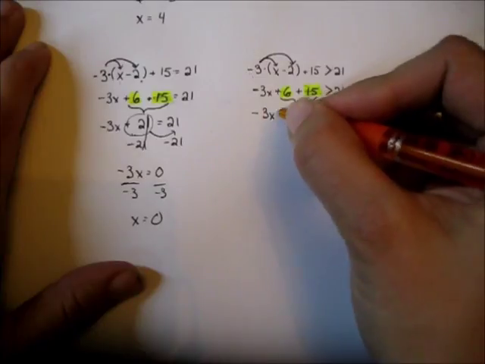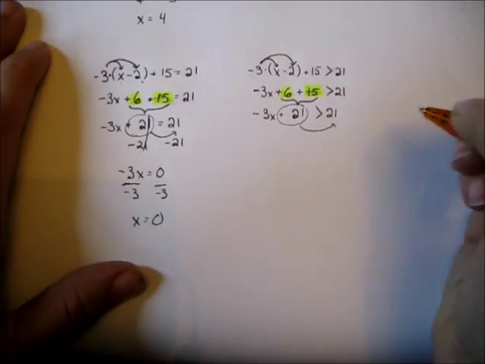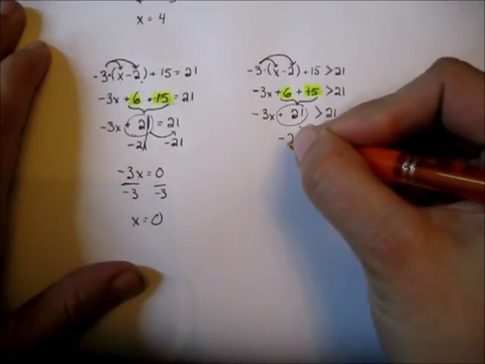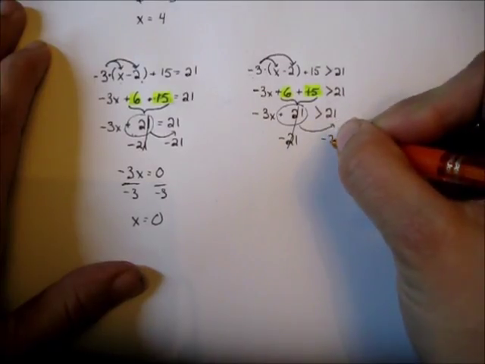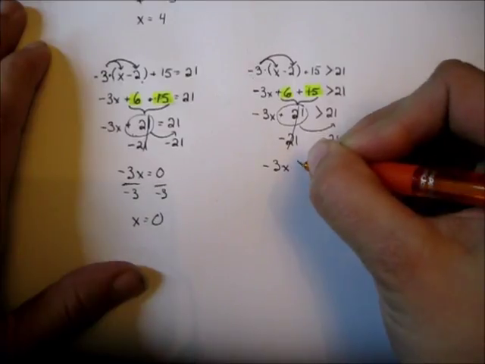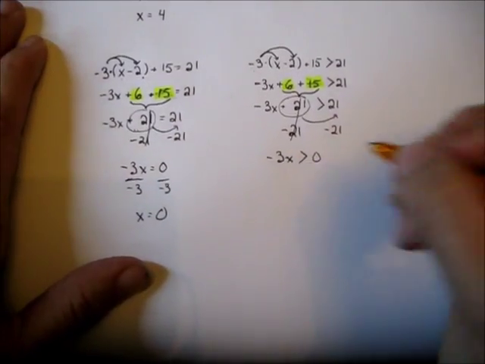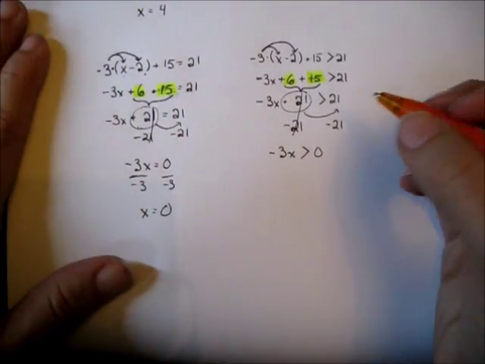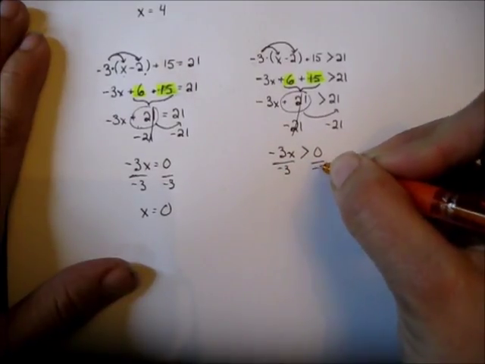So now I want to bring this term here, switch its sides. When it switches sides, I do the opposite. So that's a plus 21. Here I'm going to do a minus 21, so it cancels out, and a minus 21 on this side. So now I have minus 3x is larger than 0. I'm going to do the exact same thing that I did here. I want x all on its own, just to make sure. So what I'm going to do is divide by minus 3, and divide by minus 3.